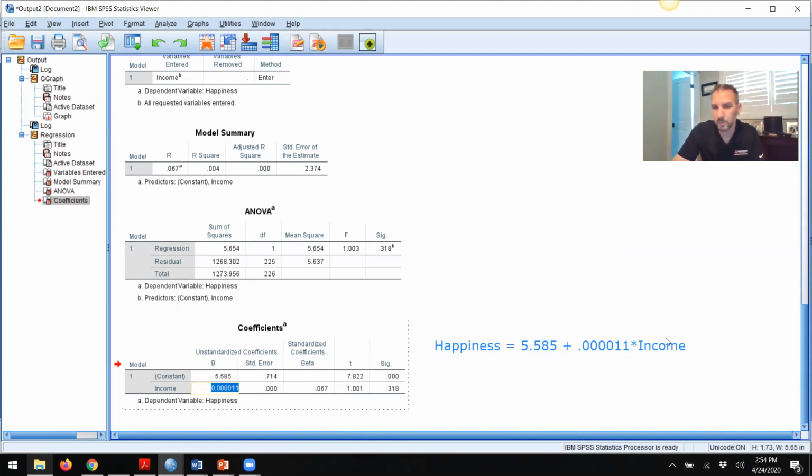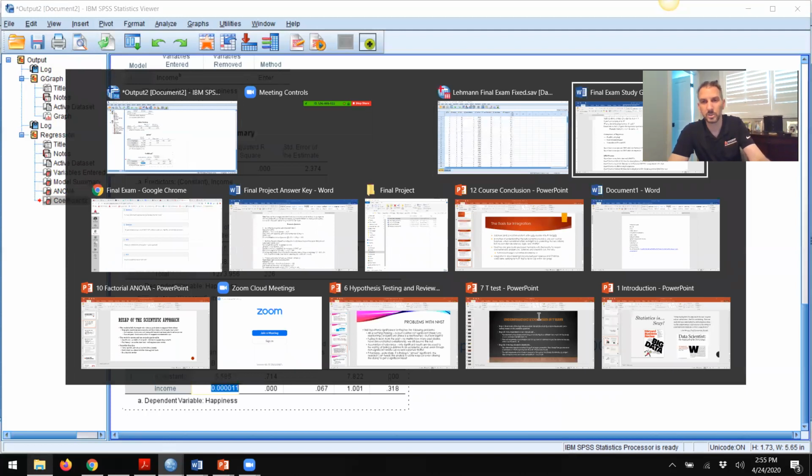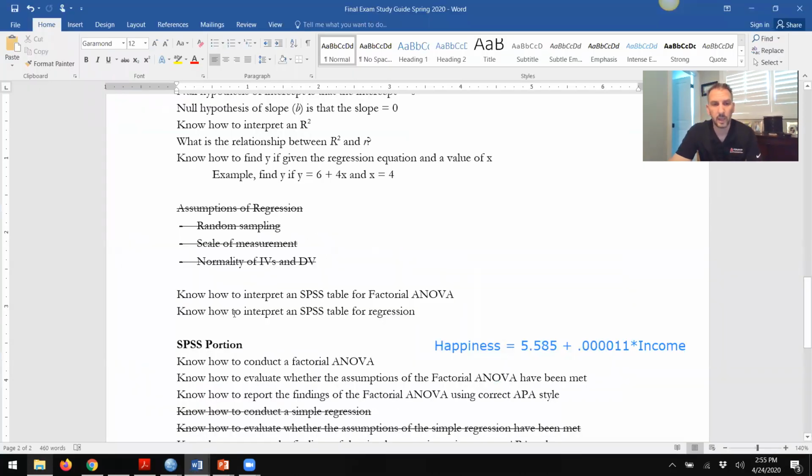So just know how to work with this. You're looking at the b, plugging in the b for the constant here, and then the b for the x variable here, and then just multiplying it by some value. Just know how to do that. Know how to interpret an SPSS table for regression.